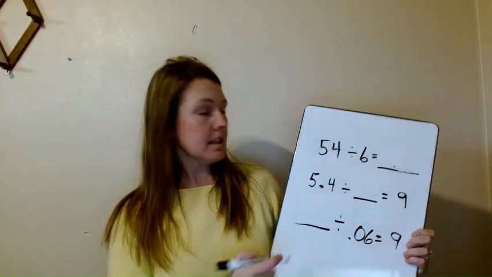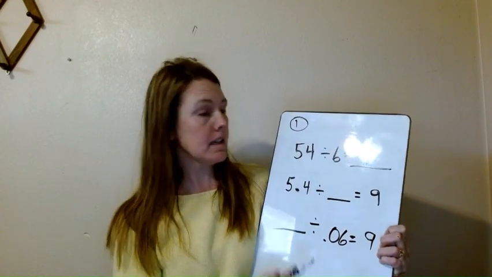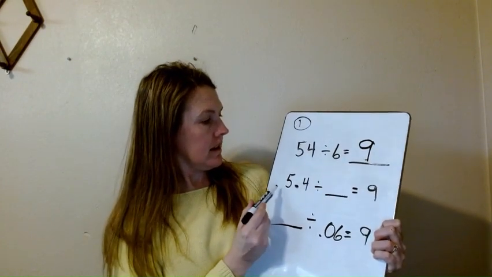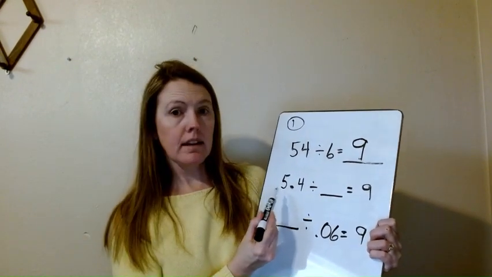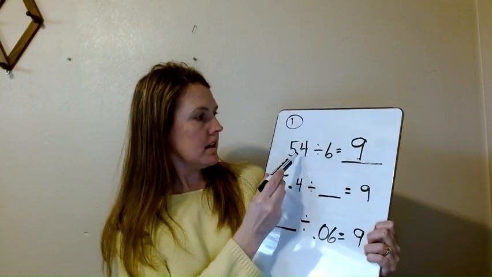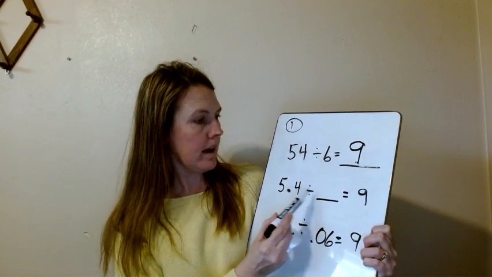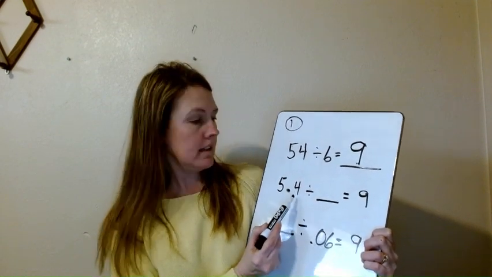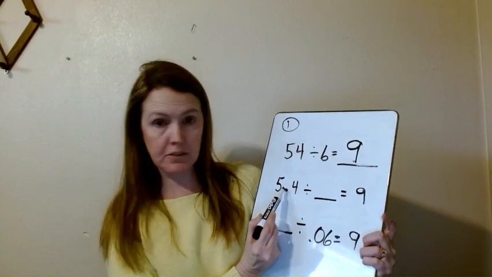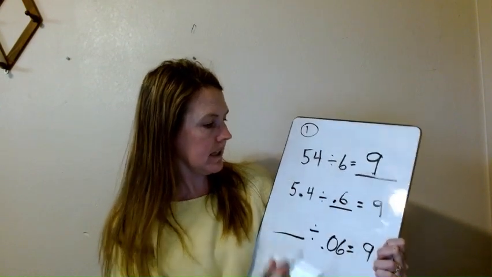So we know that 54 divided by 6, this is number 1 on 5.6, 54 divided by 6 is 9. In the second set of numbers, it changes 54 to 5.4. So this is the dividend. We know that if we move the decimal in the dividend, we also have to move it in the divisor. In the dividend, the decimal was moved one time to the left. So we also have to do that in the divisor. So that would make this 0.6.